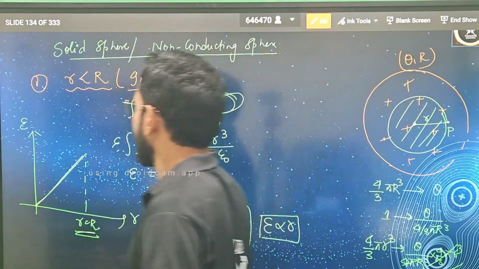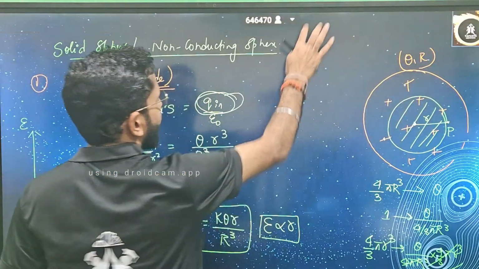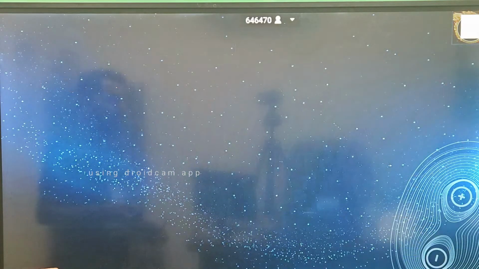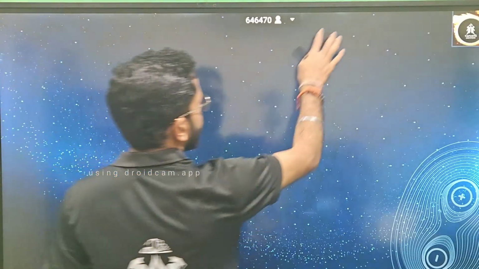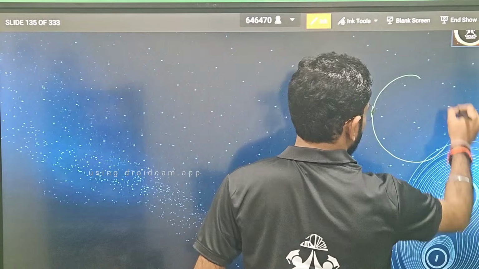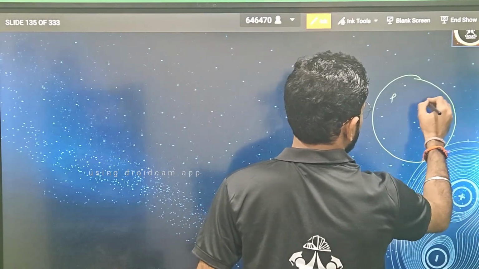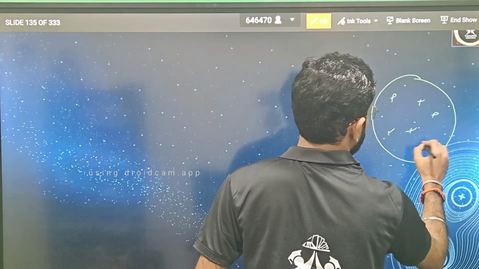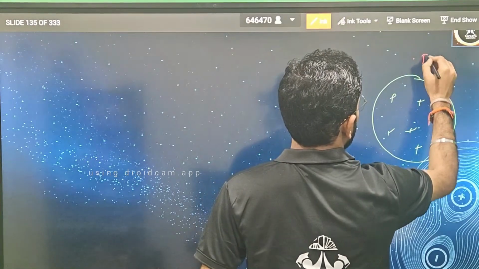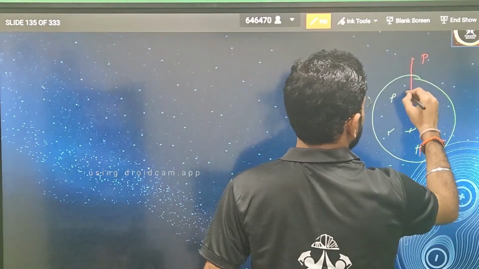Okay. Now let's see the other case also. The other case is even easier. Let's understand here. What you will do? This time you want to derive it for an outside point. This was your sphere, charge capital Q, radius R, and you want to derive it for an outside point. Let's suppose some point P. From the center, this distance is r.